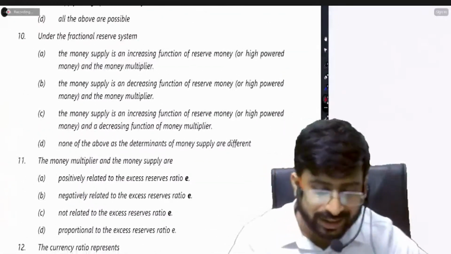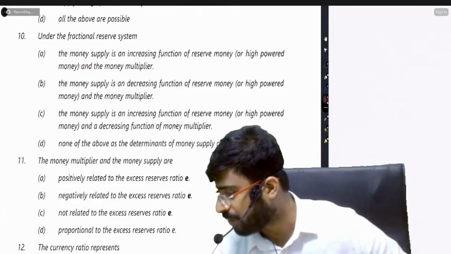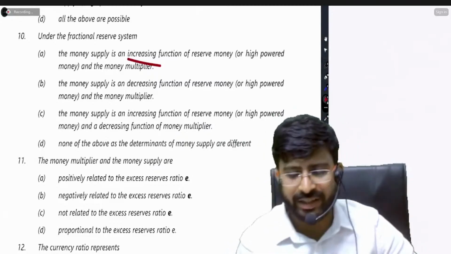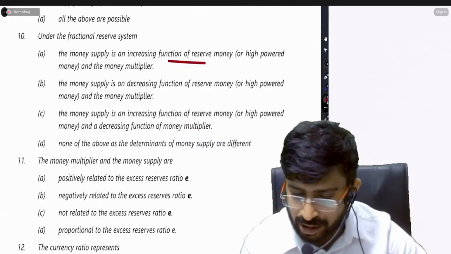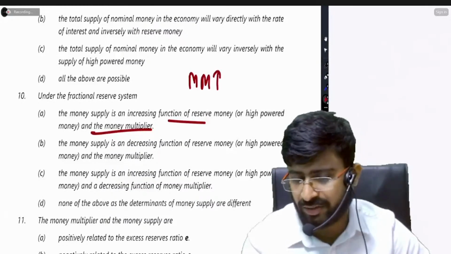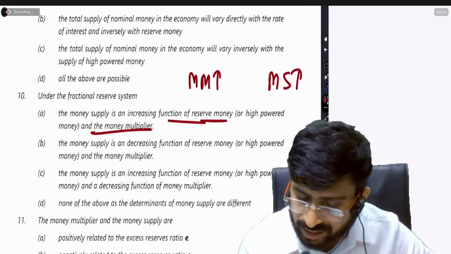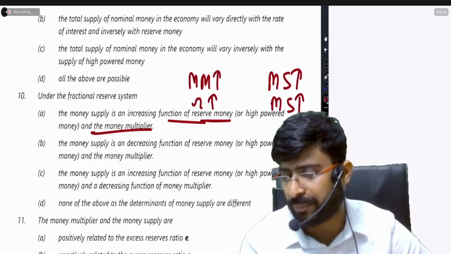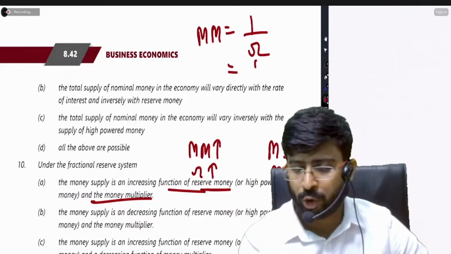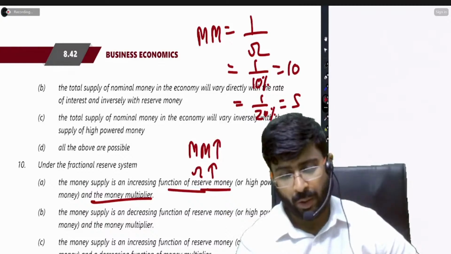Under the fractional reserve system, where we express it in terms of percentage, the money supply is an increasing function of reserve money and the money multiplier. If the money multiplier increases, the money supply increases. And if the reserve money also increases, then also the money supply increases. I'll give you an example. Money multiplier is 1 by R. So 1 by 10% is 10 times. 1 by 20% is 5 times. Yes or no? Very good.